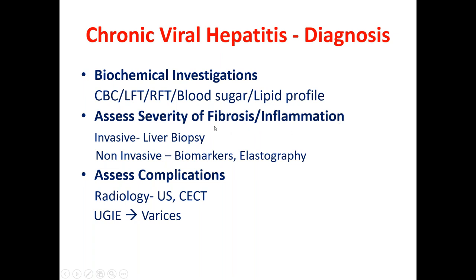Now the most important thing to understand here is that to assess the fibrosis, nowadays we have non-invasive tests available in the form of biomarkers in the blood or tests which are based on elastography. Normally the liver is a very compliant type of tissue, so it's very elastic, but in cirrhosis, because of fibrosis, the liver becomes stiff. This stiffness can be measured with the help of radiological tests. Commonly used are transient elastography, MR elastography, or ARFI test. So a stiff liver will give you a high value on this test.